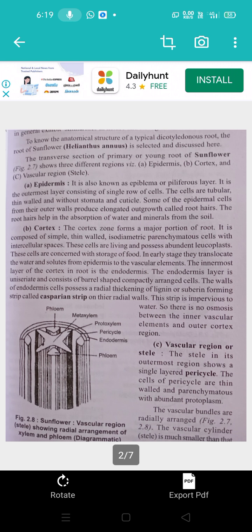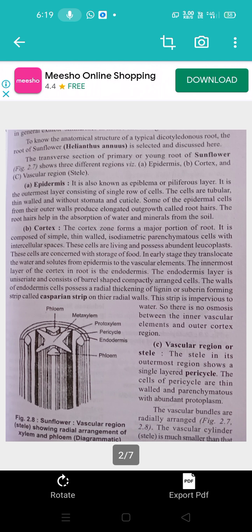The cortex forms the major portion of the root, a large enlarged cortical region. It is composed of simple thin-walled isodiametric parenchymatous cells with intercellular spaces. These cells are living and possess abundant leucoplasts. These cells are concerned with the storage of food material in early stage and translocation of water and solutes from the epidermis to the vascular elements.